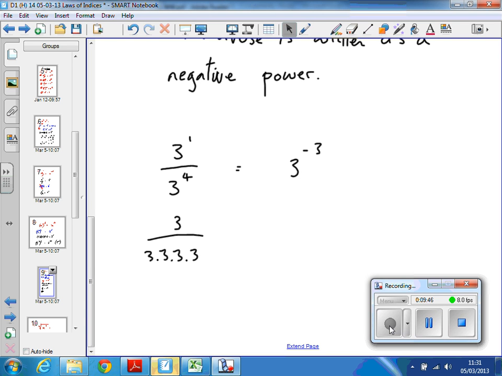And if we look at it, the 3 on the top cancels with one of the 3's on the bottom, leaving 1 over 3 cubed. So 1 over 3 cubed is the same as 3 to the minus 3. And negative power is the same as the inverse. And that's sort of proving it.